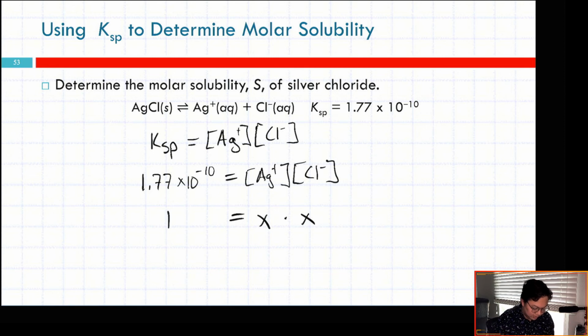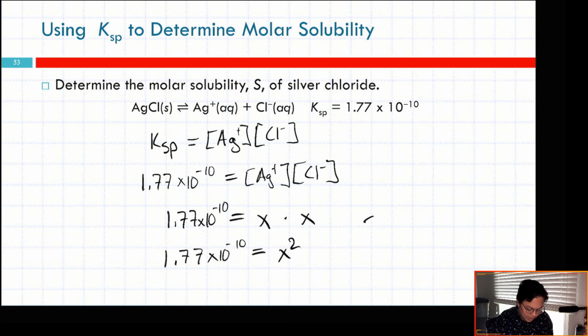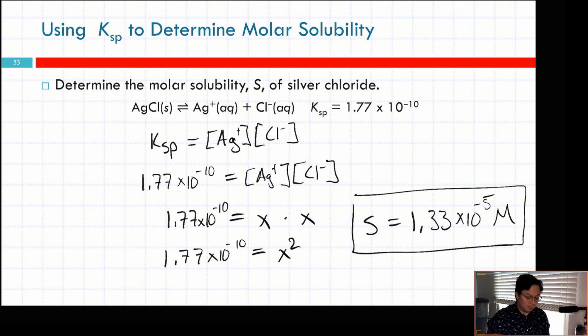And so we can do our X times X, and this is the same as the video that I recorded live. And so we'll then get 1.77 times 10 to the minus 10 is equal to x squared. And if we take the square root of both of those, S is equal to 1.77 e to the negative 10 raised to 0.5, or 1.33 times 10 to the negative 5 molar. So that is our molar solubility of silver chloride.